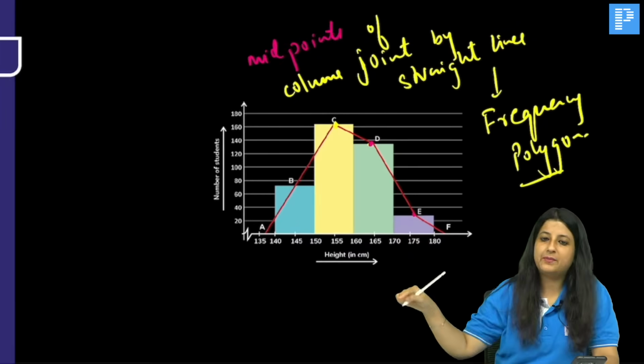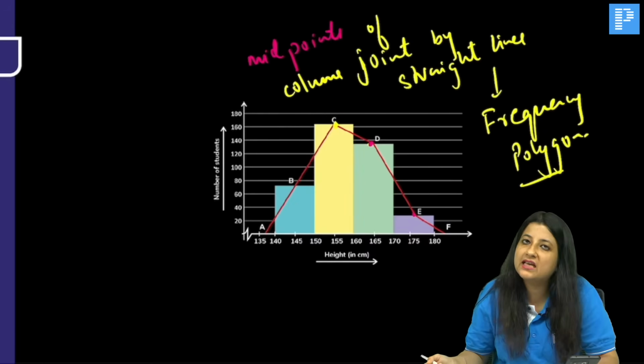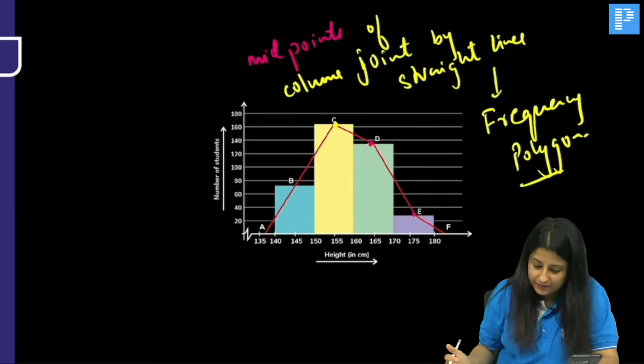You can see a shape. A shape has been formed. So, that is what a frequency polygon is. ठीक है? Moving to the next two images from biostats.